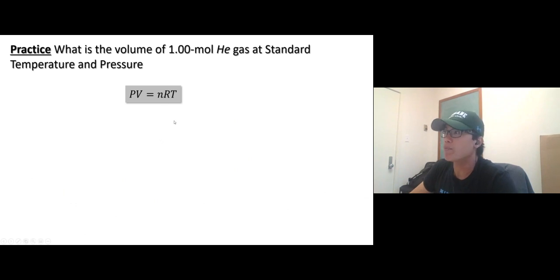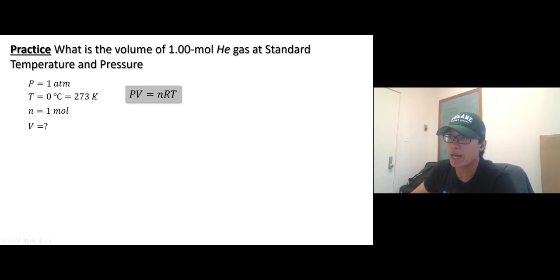All right, what is the volume of 1 mole of helium at standard temperature and pressure? So n is 1, right? What is the standard temperature and pressure? We want to find volume. n is 1. Standard temperature and pressure, or STP, is 1 atm and 0 degrees Celsius, or 273 Kelvin. So we ask for volume, so we're going to move P to the other side. Get that? All right, now plug in.